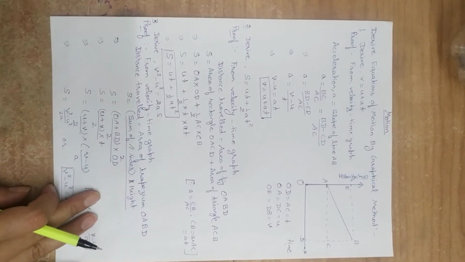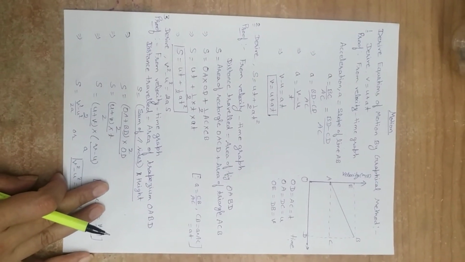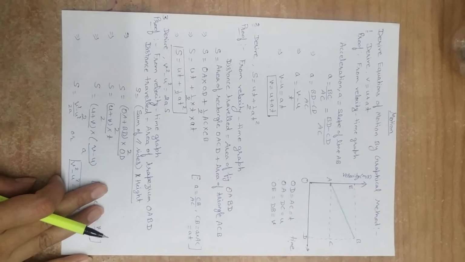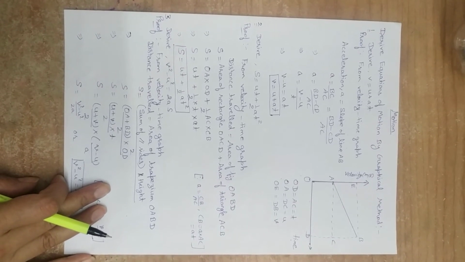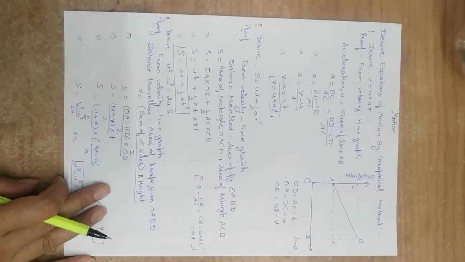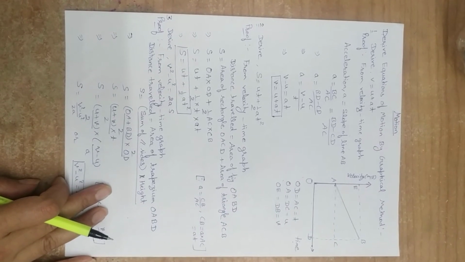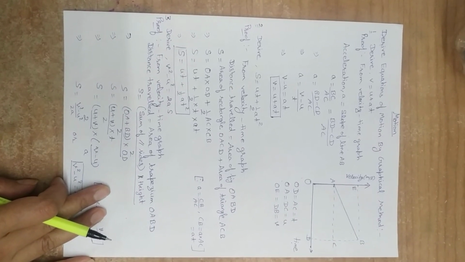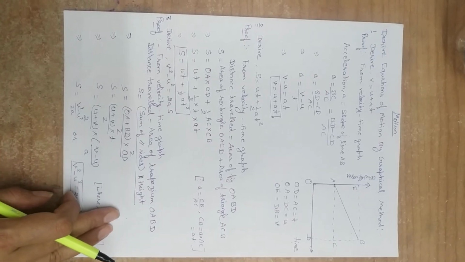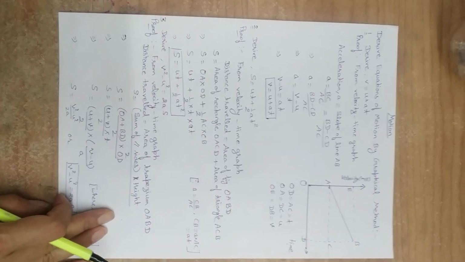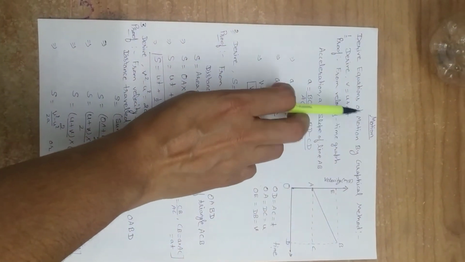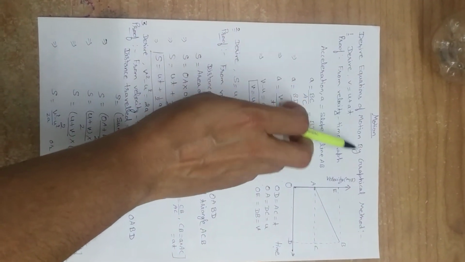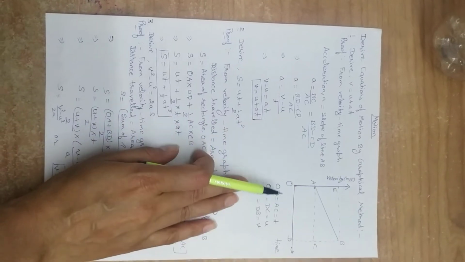In this chapter we have already done other topics like rest, motion, distance, displacement, speed, velocity and their differences, and also acceleration and graphs related to different conditions. After that, today we will take the derivation of equations of motion by graphical method.